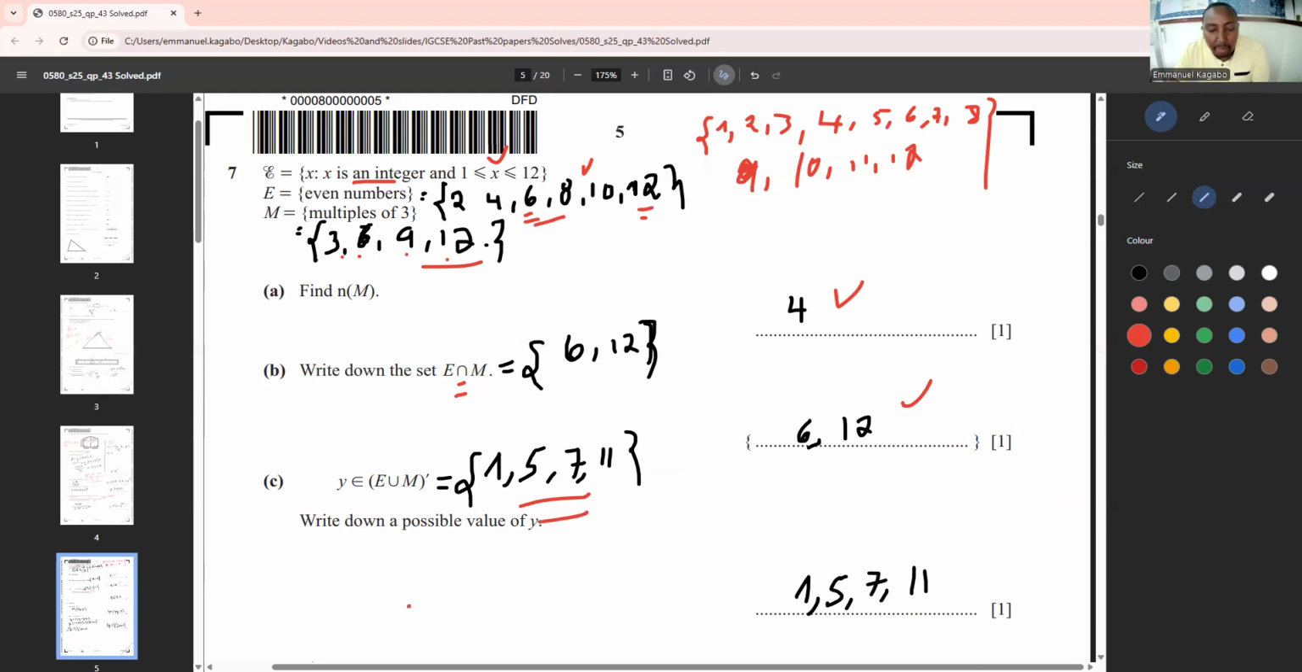That's the set. Then they asked me to write down any possible values of Y. I wrote all of them, but in the exam, it's not a must. You can write 1, you can write 5, 7, or 11, any of them, because they said write the possible values of that. So basically, that's the answer. Very good.